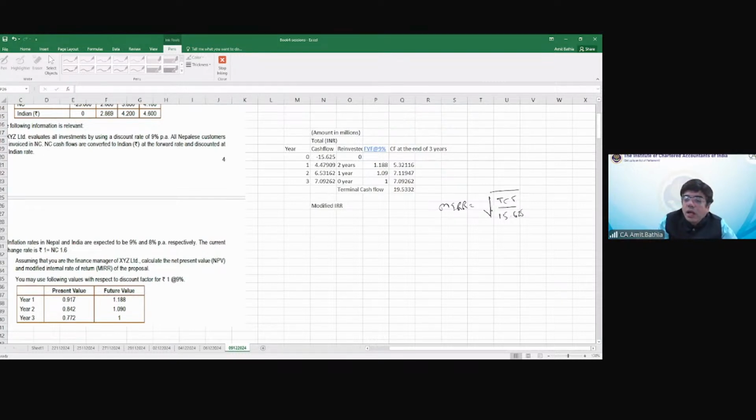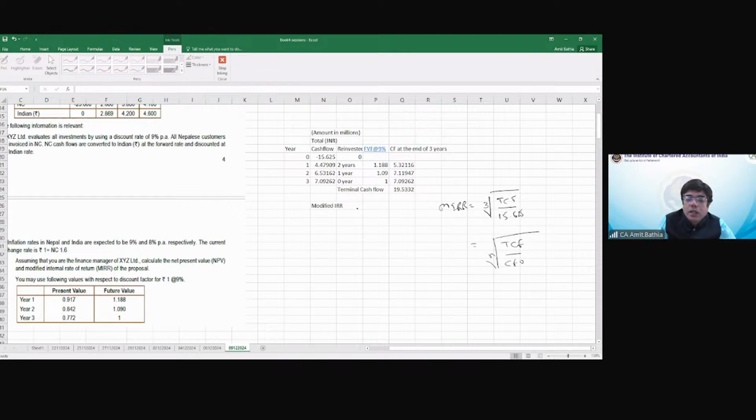Now, this is supposed to be a square root if it is 2 years. But if it is more than 2 years, then what do we do? It will be 3 years over here, so it will be cube root of TCF upon 15.625. Normally, when you write this formula, it is TCF upon your cash outflows, raised to the nth root.